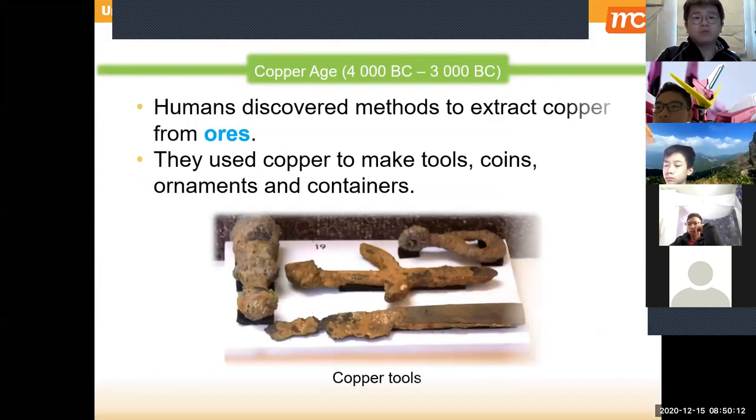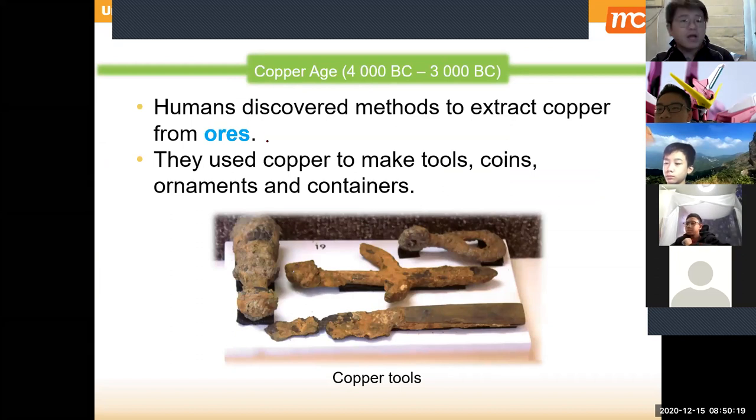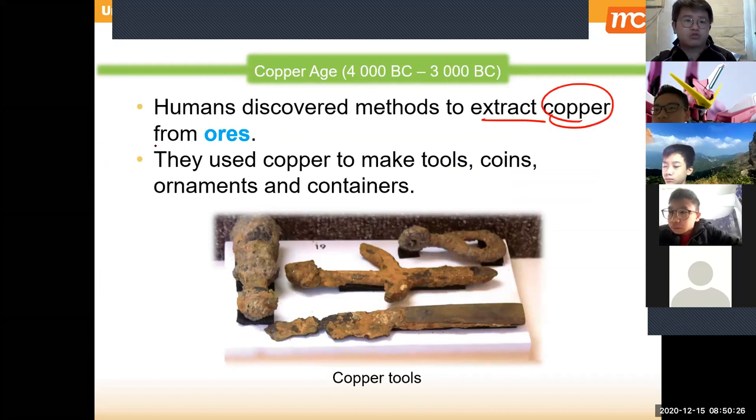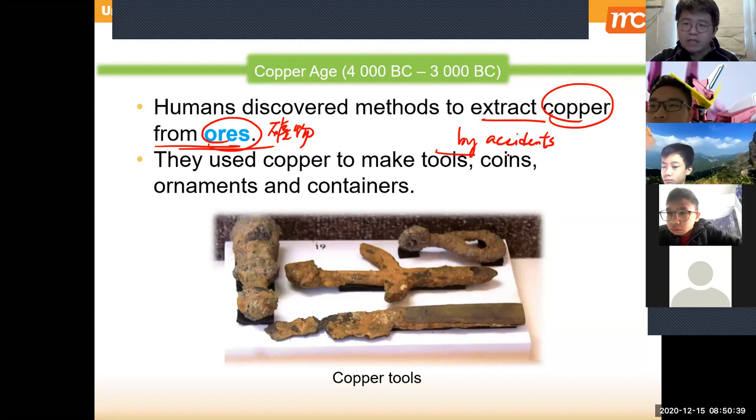But later on, in the Copper Age, all of a sudden people invented a method to extract metals. The very first metal that could be extracted was copper, from an ore. At that time, people extracted the metal by accident. What does by accident mean? It's not by intention. They gathered some stones, because at that time people had started to know how to use fire. So they gathered stones to make a stove, a furnace.